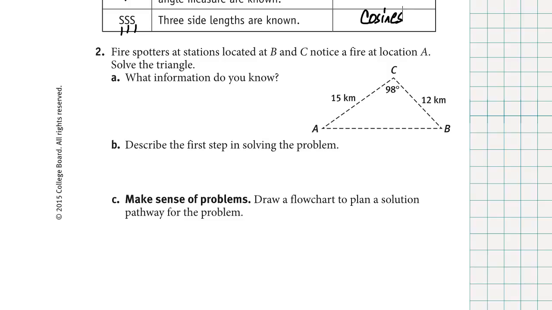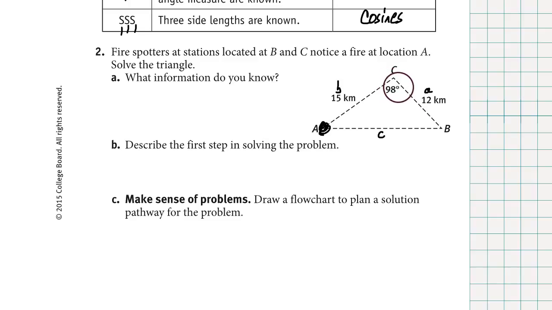Problem 2. Fire spotters are located at stations B and C, and they see a fire here at location A in the forest. Solve the triangle. Solving a triangle means figuring out all the unknown parts. So in this situation, we don't know side C. We do know side B and side A. We also need to solve for angle A and angle B, but we do already know angle C.